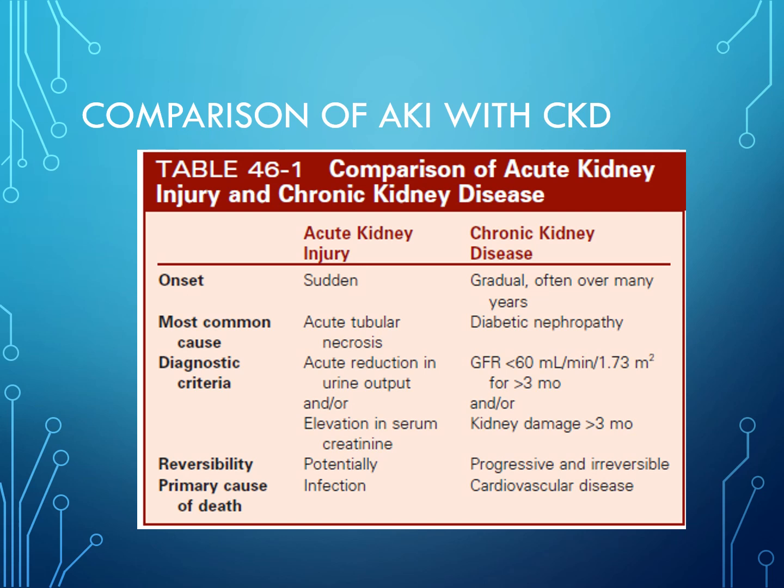As you can see, acute kidney injury occurs rather suddenly, whereas chronic kidney disease will more often than not just develop gradually over the course of many years. Diabetes is a big cause of chronic kidney disease, and acute tubular necrosis is a cause of acute kidney injury. With an elevation in serum creatinine, in acute kidney injury or chronic kidney disease, you'll see kidney damage over the course of more than 3 months. Now, hopefully, acute kidney injury can be reversed, whereas chronic kidney disease is progressive and irreversible.